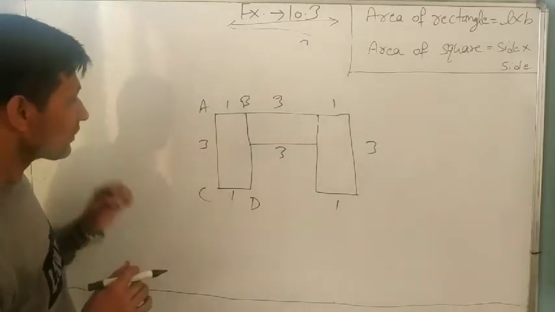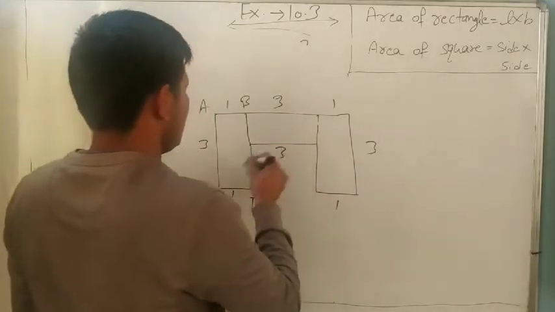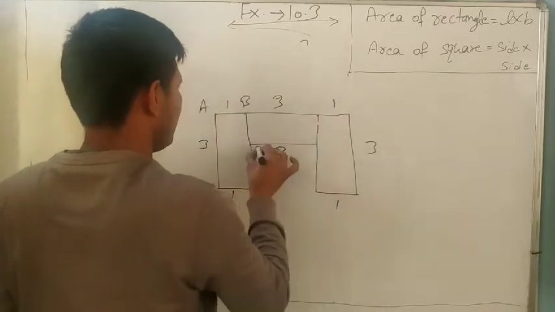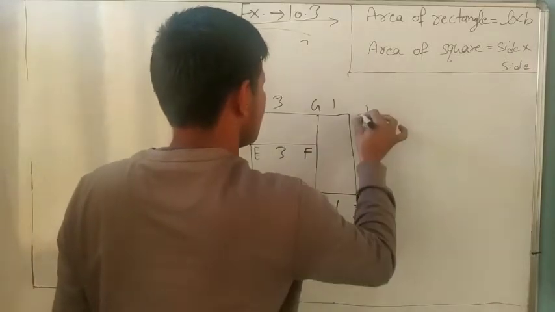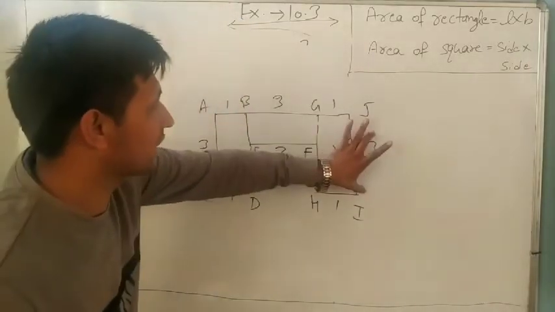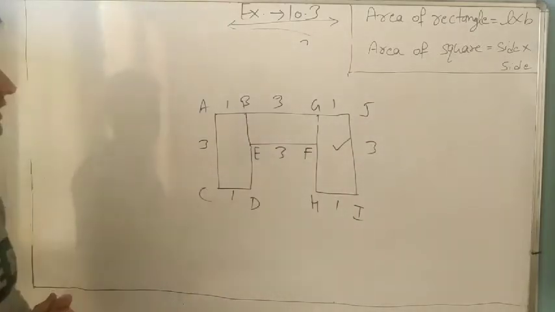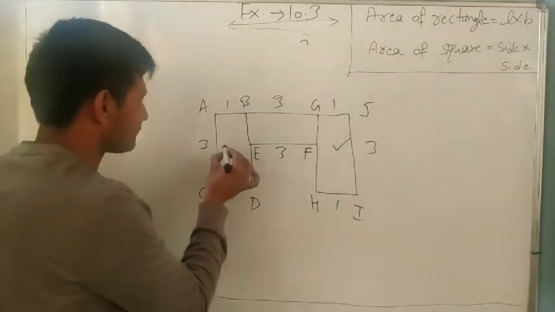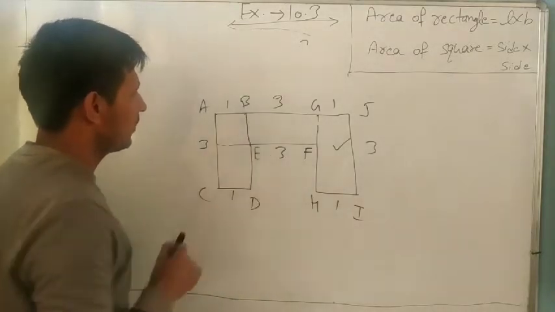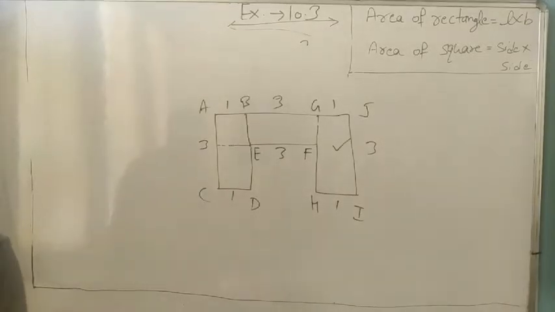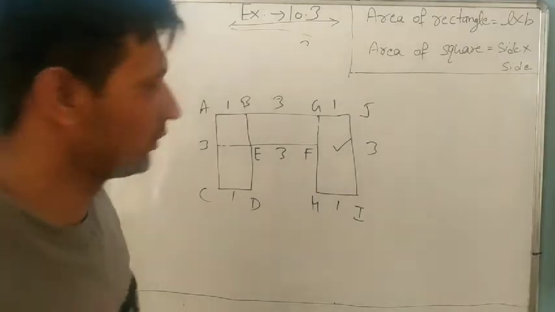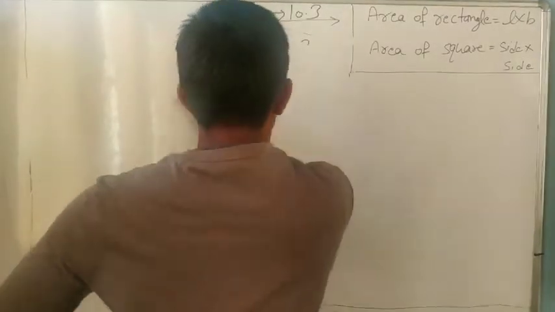Okay. Next is E, F, G, H, I, J. So the area of this one is also a rectangle. Length is 3, breadth is 1. And same as this one. How will you find it? Same as this, we can find it like this. Understand it? Total is 3. So find its area yourself. Try it yourself. Next figure.